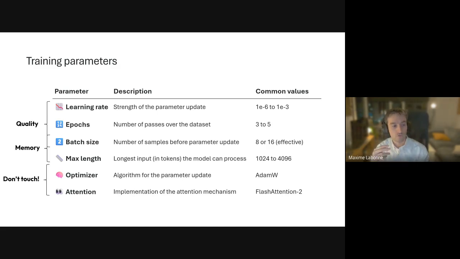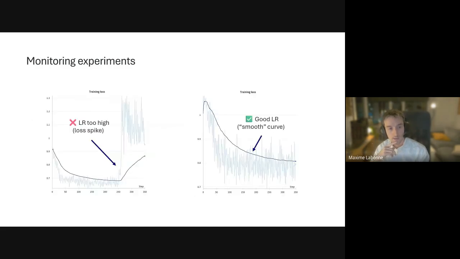And finally, you have two parameters that I would say keep them like this, don't touch them. It's the optimizer and the attention mechanism. So here we have AdamW. It's the name of the most popular optimizer. I would say, yeah, just keep it like this. And the attention mechanism, flash attention, is the most widespread one. So it's also a very good idea to just stick to the basics here.